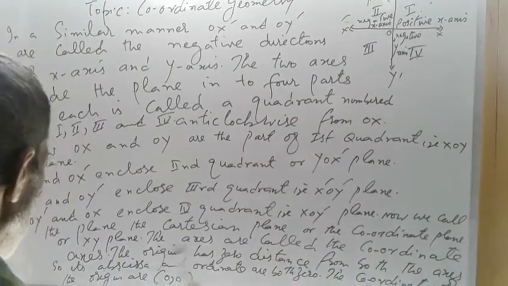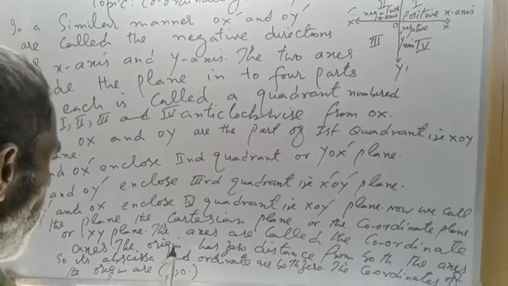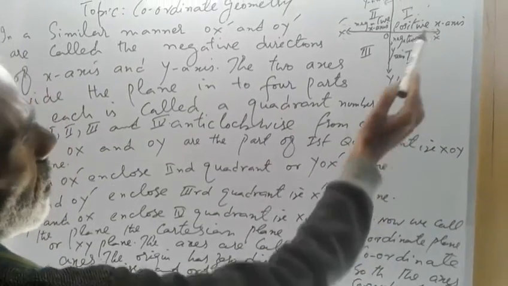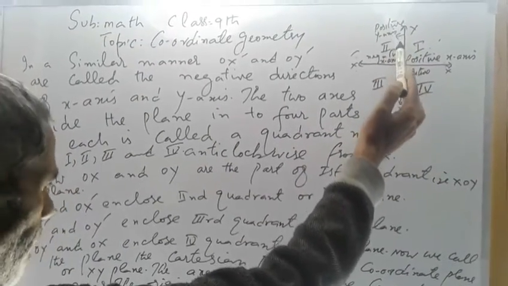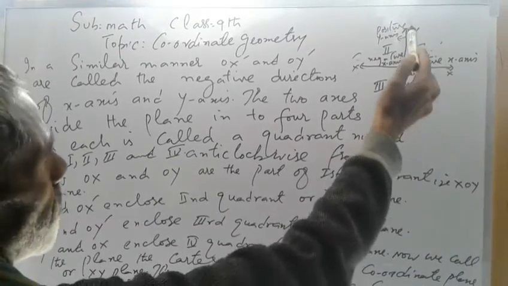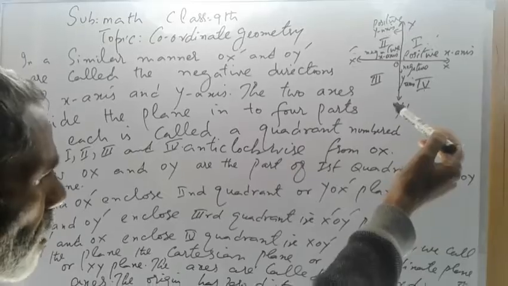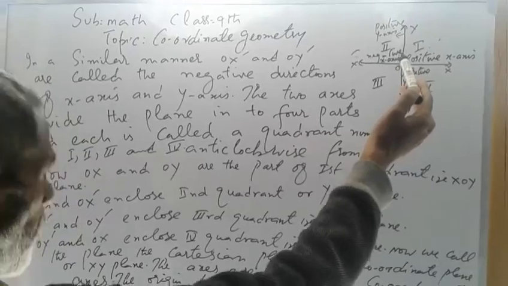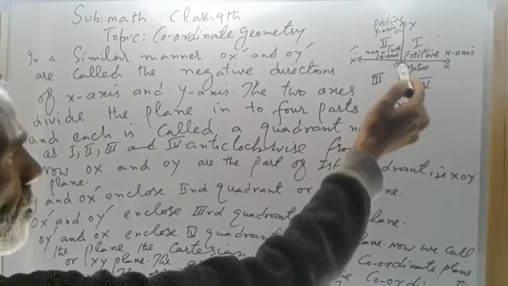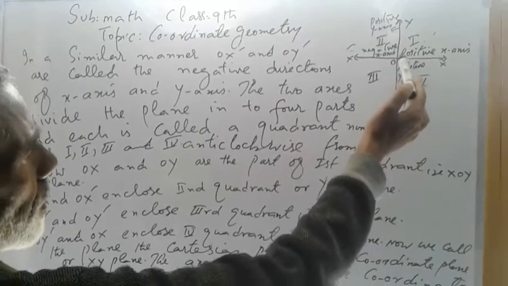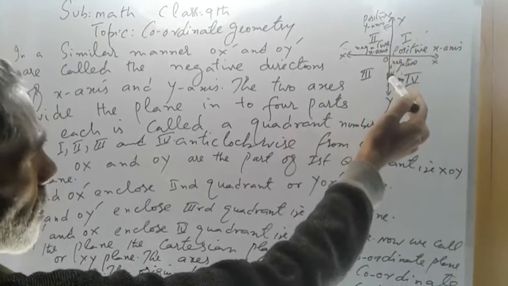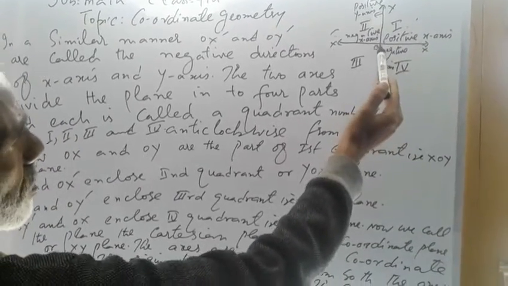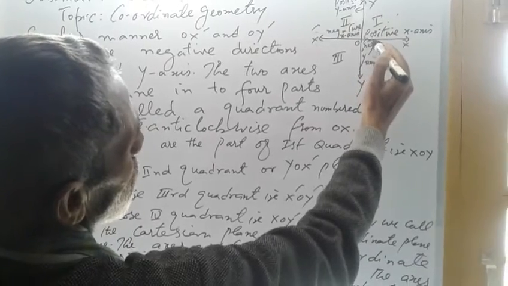Now we call the plane the Cartesian plane or the coordinate plane. This plane is also called the coordinate plane, Cartesian plane, or XY plane. The axes are also called the coordinate axes. The origin O has zero distance from both axes, that is from the x-axis and y-axis. The coordinates of the origin are (0, 0).